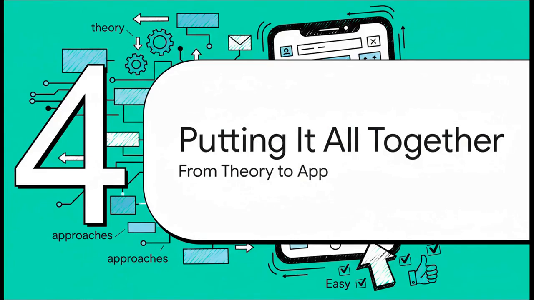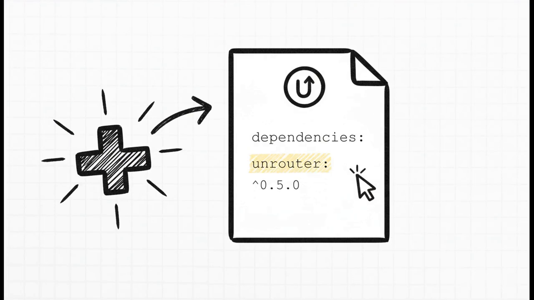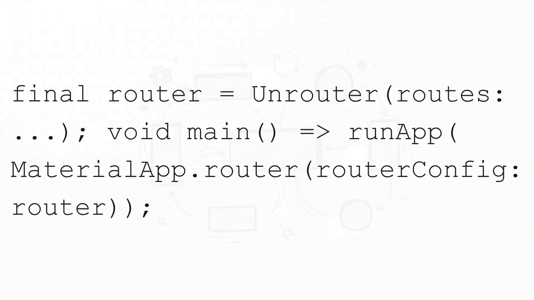Okay, so we've gone through the different ways to define routes, and we looked at those awesome power-ups like guards and blockers. So the big question now is, how hard is it to actually get this up and running in my own project? And I'm happy to tell you, it's incredibly easy. Getting started is literally seconds of work. You just pop open your pubspec.yaml file, add this one line for Unrouter under your dependencies, and run flutter pub get. That's it. You're ready.